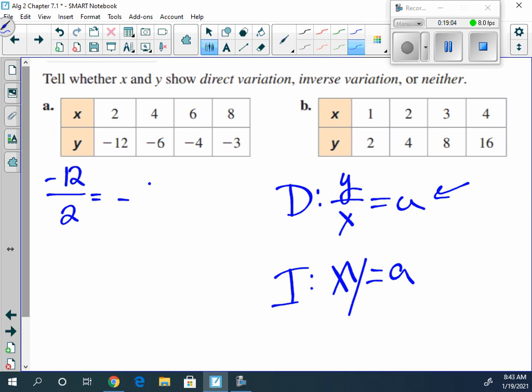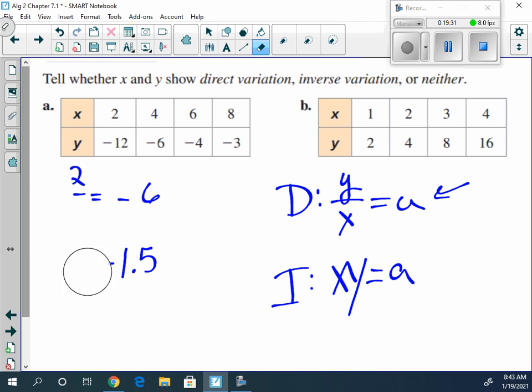Okay. Negative 6 divided by 4. Well, it's not going to be negative 6. No, it's going to be 1.5. Well, those aren't the same, are they? So if it would be direct, these values would have to come out to be the same, yes? So it's not direct.